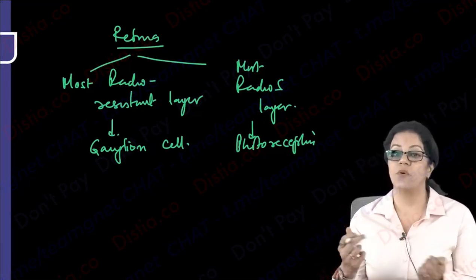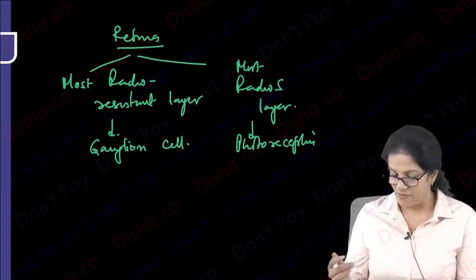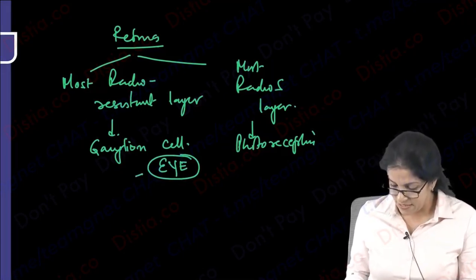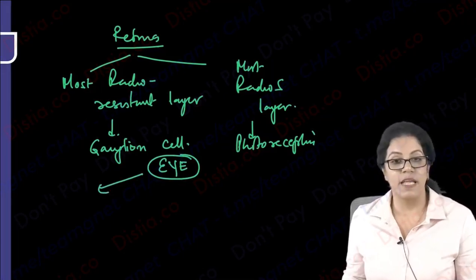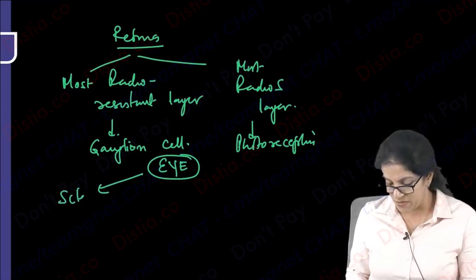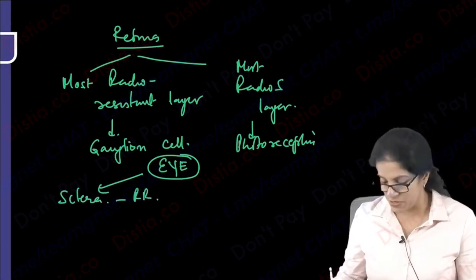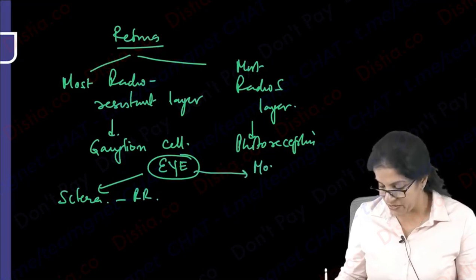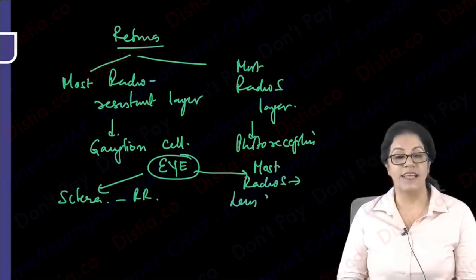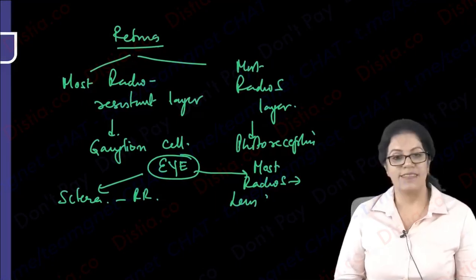And if I ask you for the whole eye, then again very simple. If I am talking about not one structure like retina, but the eye overall, you will say sclera is most radio resistant. And most radio sensitive structure of your eye is lens. Please remember this.